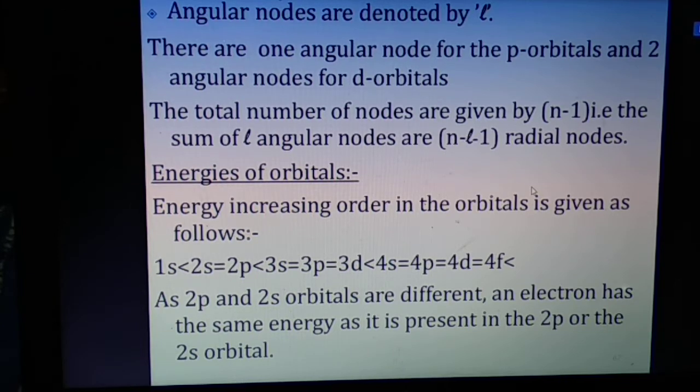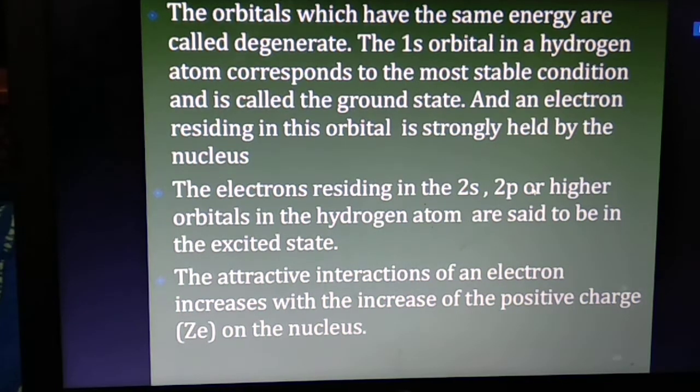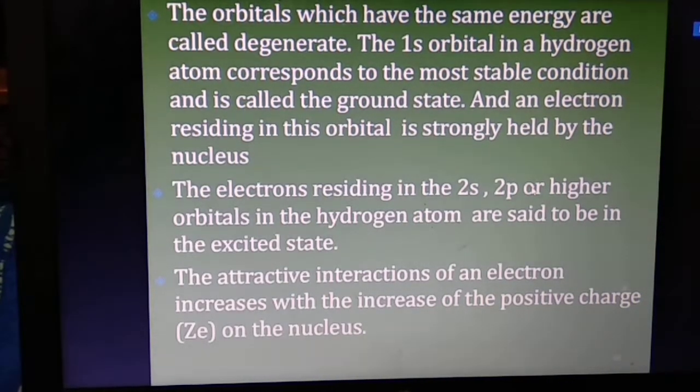As 2p and 2s orbitals are different, an electron has the same energy whether it is present in the 2p or the 2s orbital. The orbitals which have the same energy are called degenerate orbitals. So students, what is a degenerate orbital? The answer is: the orbitals having the same energy.